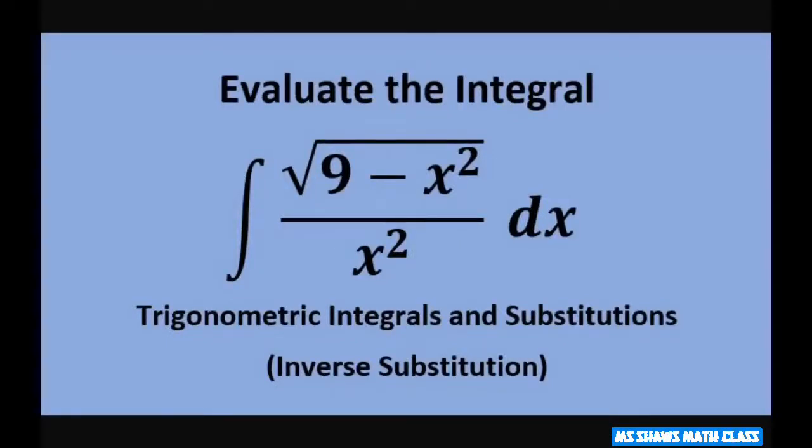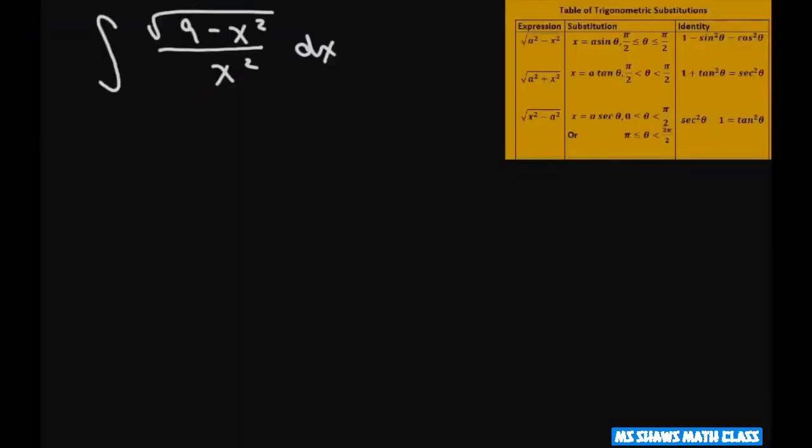Hi everyone, we're going to evaluate the given integral. So we'll get started. We're going to use this table of trigonometric substitutions, and we're first going to look at this radical of 9 minus x squared. This expression has this form, so we're going to use this substitution.